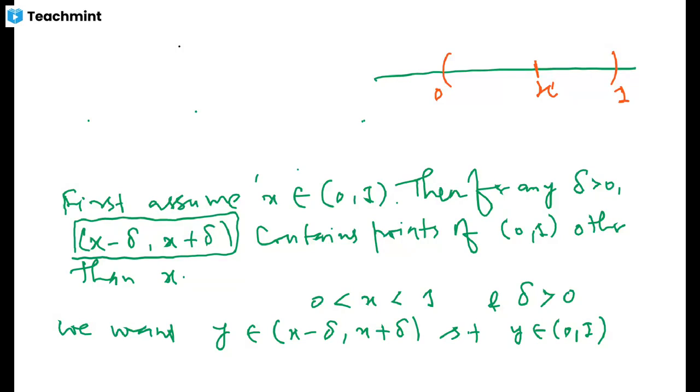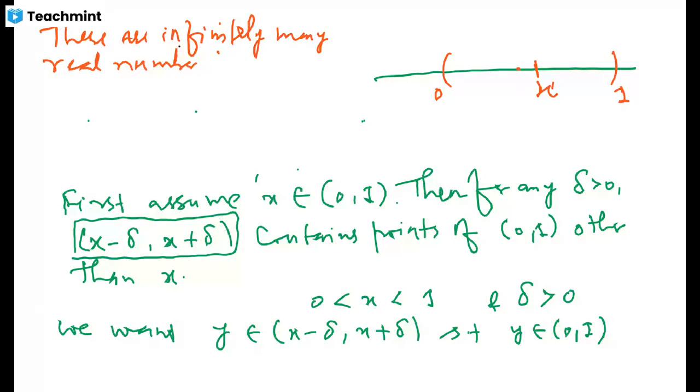So now, since x is strictly greater than 0 and strictly less than 1, there are infinitely many points, but that depends upon delta. Delta we have to choose. We have to be very precise that exactly the point that lies in this delta neighborhood is also a point here. But then what I can say, there are infinitely many real numbers between 0 and x, in this interval 0, 1. Now things are very clear.